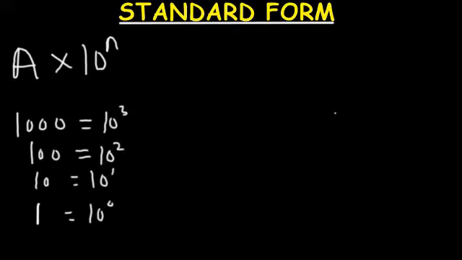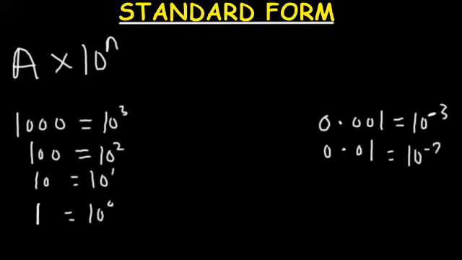Now, what about the vice versa? That is, we have something like this, 0.001. What is the index of something like this? This simply equals 10 to the power of minus 3. And this one as well, 0.01 is simply 10 to the power of minus 2. 0.1 is simply 10 to the power of minus 1, and so on and so forth.